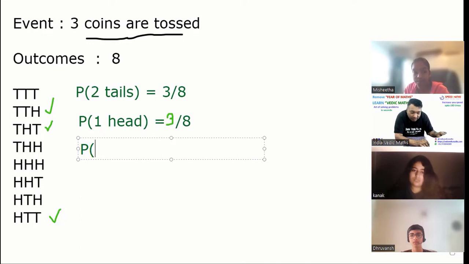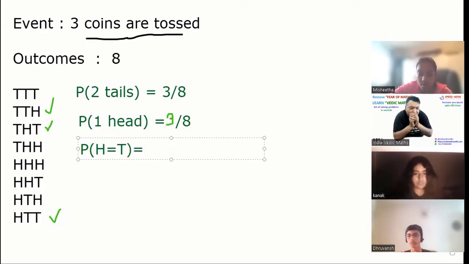Everyone answered on this one. What is the probability of getting an equal number of heads and tails? The number of heads equal to the number of tails.